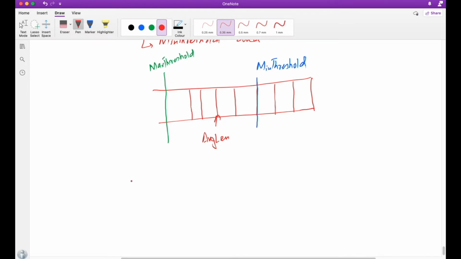So how RED calculates the average length with this minimum and maximum threshold. So if average length is less than or equal to the minimum threshold, then obviously queue the packet. So it's somewhere here, less than the minimum threshold, so we will keep queuing the packets.